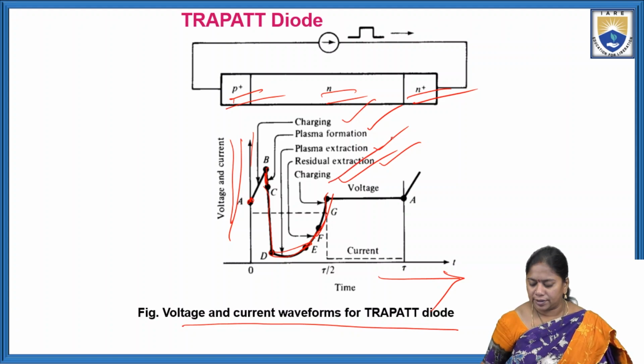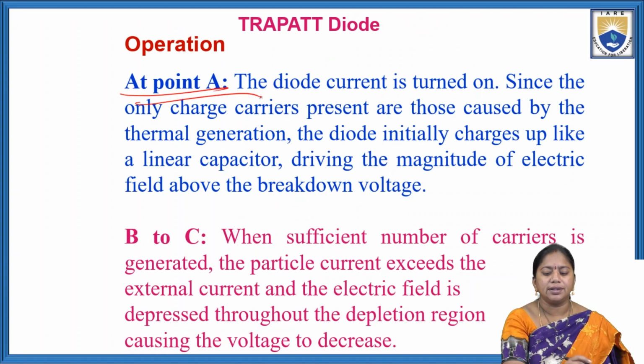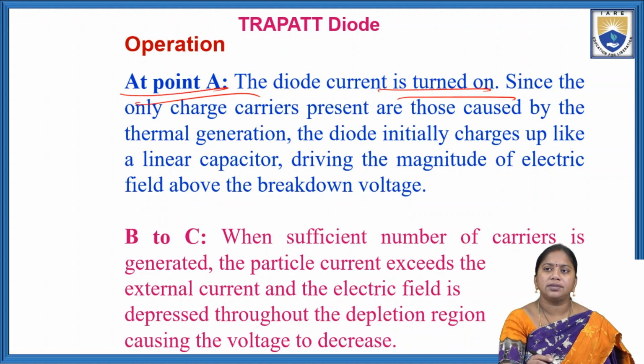Now we will discuss those regions in detail. First one is point A. At point A, the diode current is turned on. Point A is the initial point, the starting point.